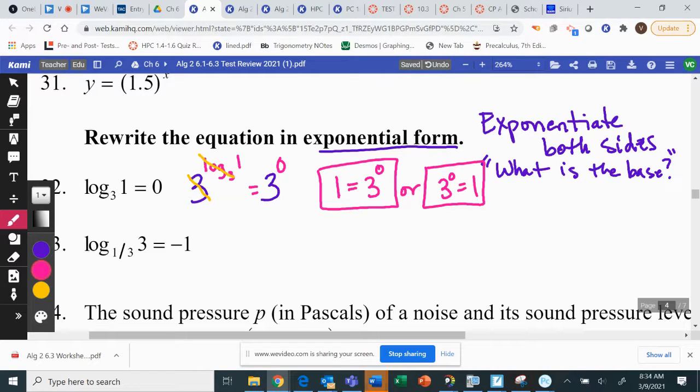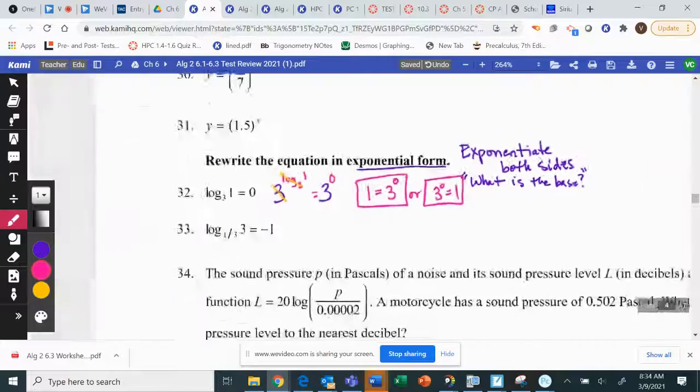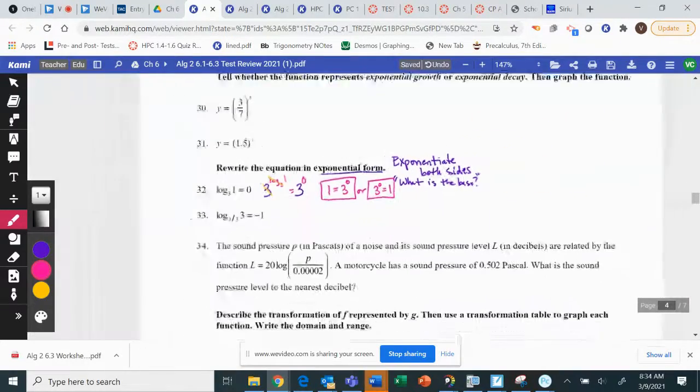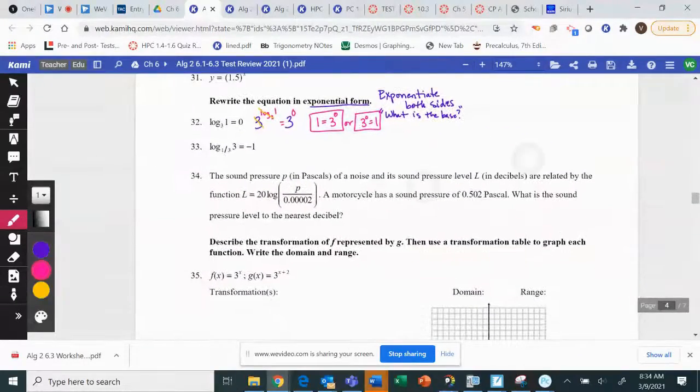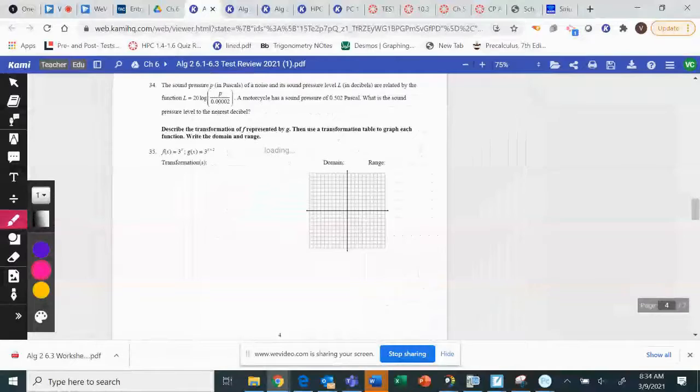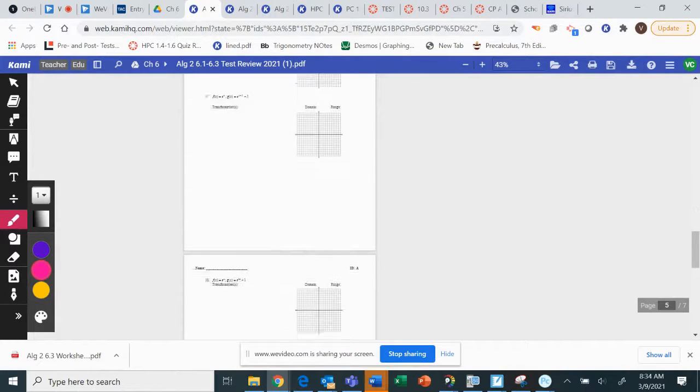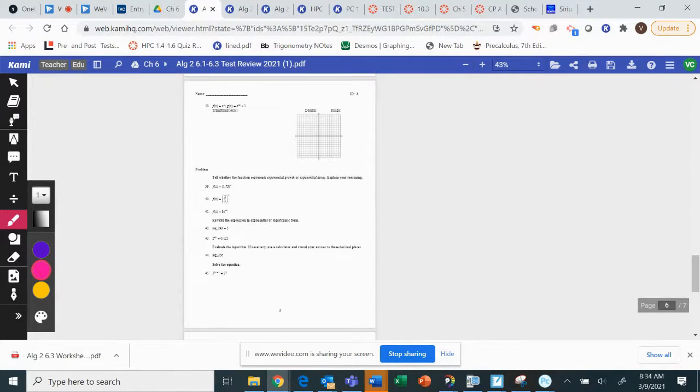I'm not solving these. I'm just rewriting their forms. You're using the same method that you would use to solve them. There just isn't a variable to solve for. Let's see if there's anything else that we really need to go over.